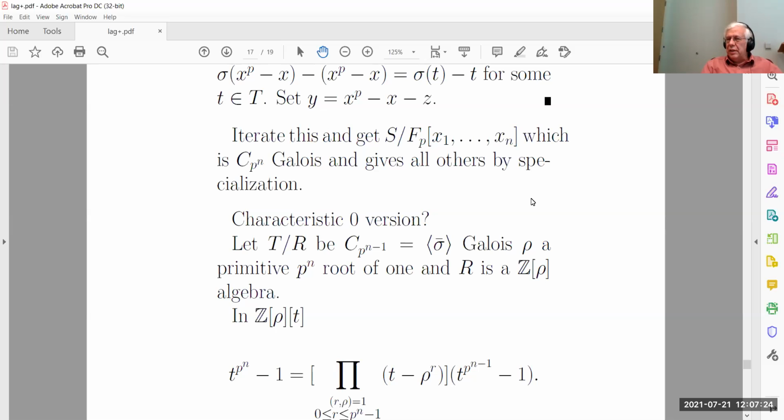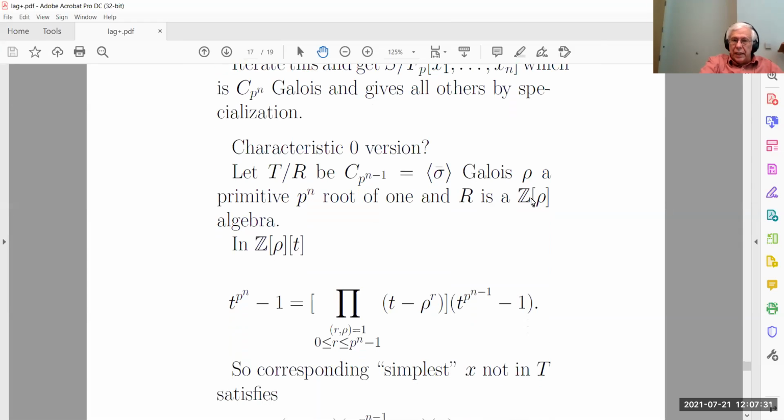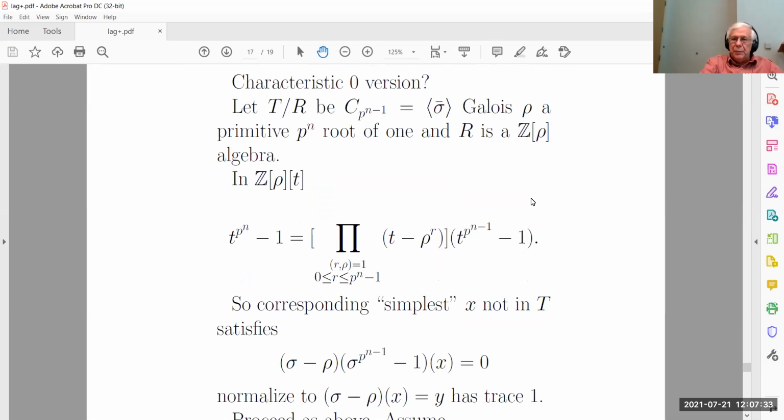All right, so how do I lift that to characteristic 0? I start the same way. I take a sub-extension, which is C_{p^(n-1)} Galois. I assume I have a p to the n root of unity, and that my ring R is a Z[rho]-algebra.